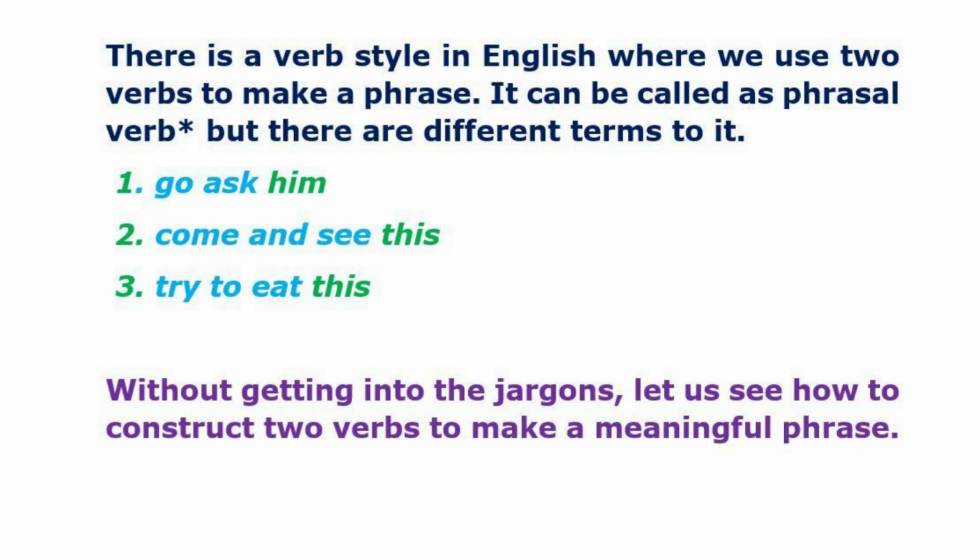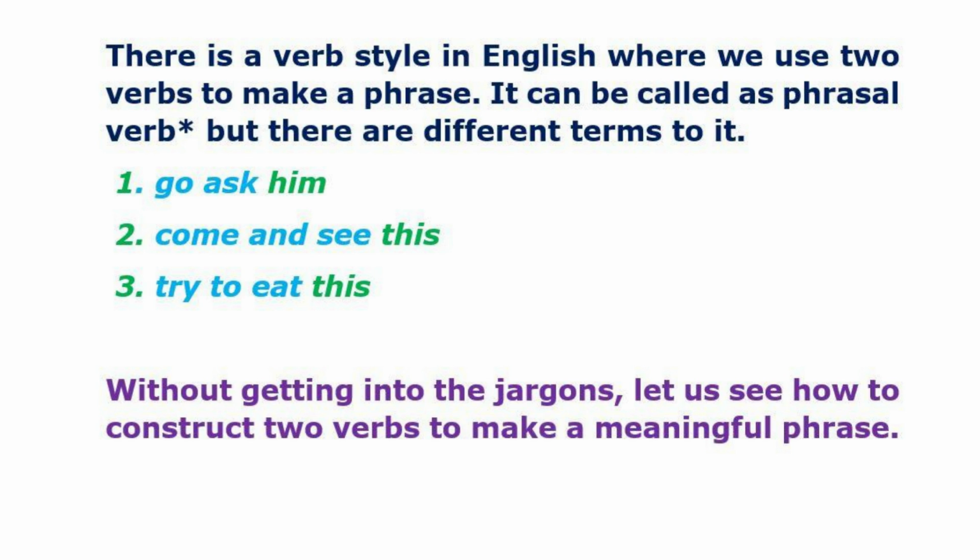So apart from what I previously told, there's a verb style in English where we use two verbs to make a phrase. It can be called as phrasal verb, but there are different terms to it, like go ask him, come and see this, try to eat this. In all these cases, you will see there are two verbs. Go ask him. You can also say go and ask him or just go ask him. Come and see this, or colloquially we say come see this. Try to eat this. We also say try eat this.